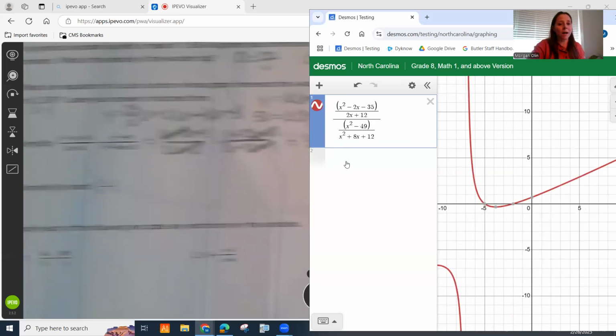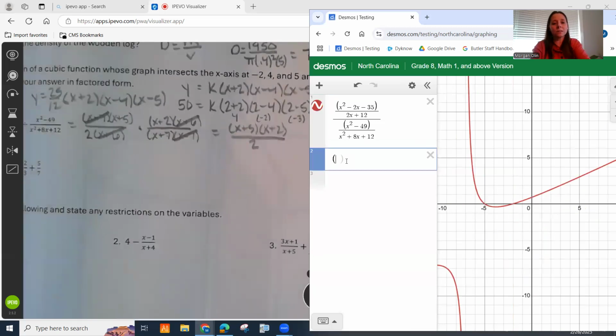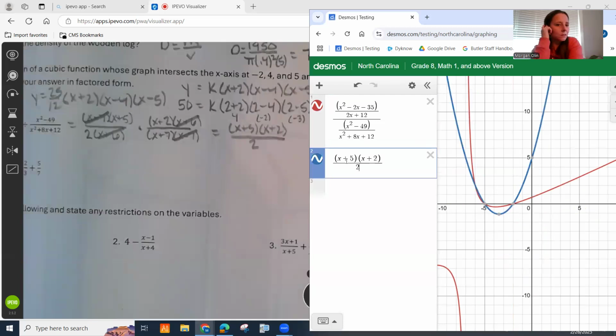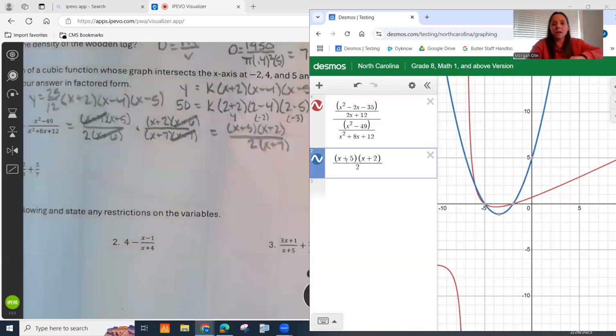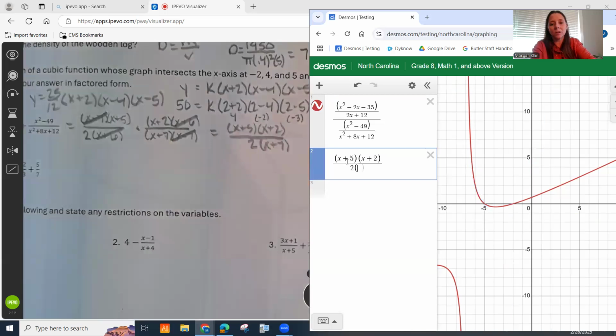Now, let me see what my answer was. My answer was x plus 5, x plus 2, and take all of that and divide by 2. Oh man, what did I do wrong? You know what? I see what I did wrong. I forgot the x plus 7 down here. Okay, so let's put the x plus 7.